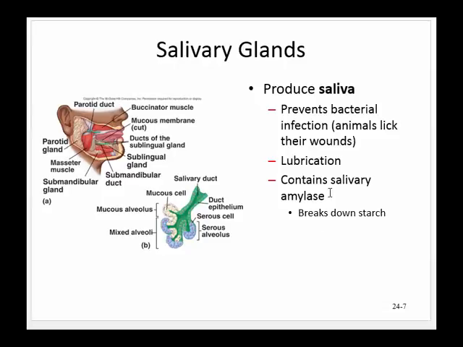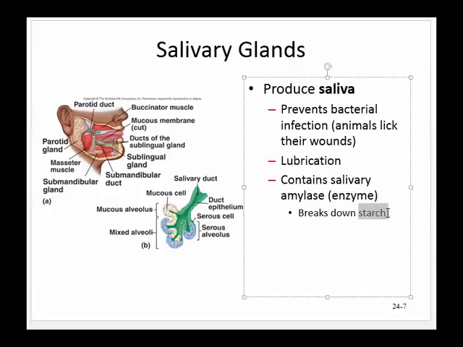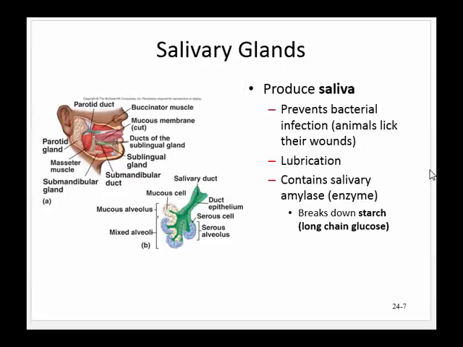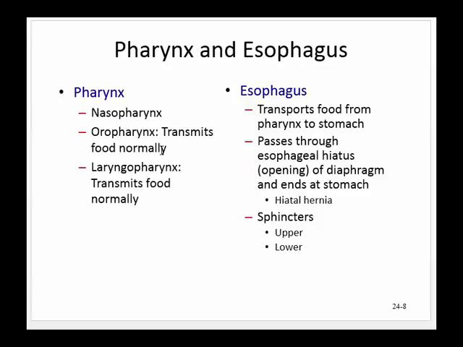And then it contains an enzyme, so salivary amylase is an enzyme, which is going to break down starch. And if you remember, starch is actually a long chain of glucose molecules, and in that way, we can start that chemical digestion right away. Our body can't digest starch unless it's broken down. So saliva, very important.